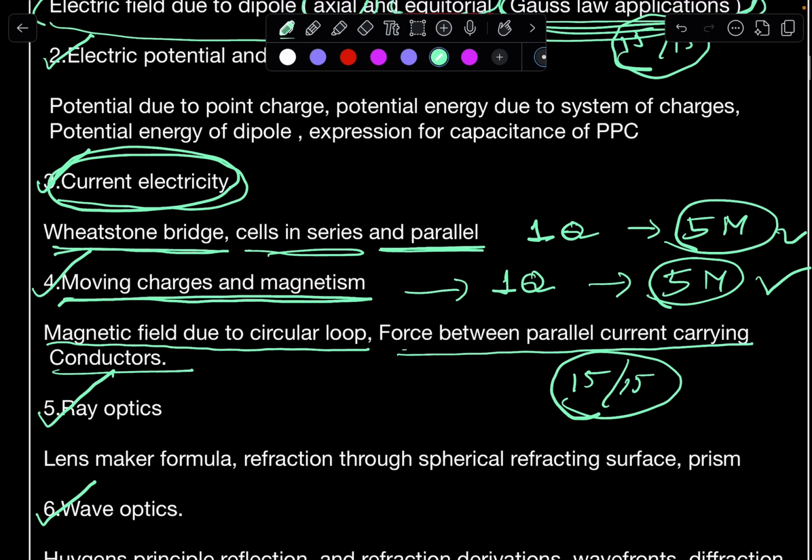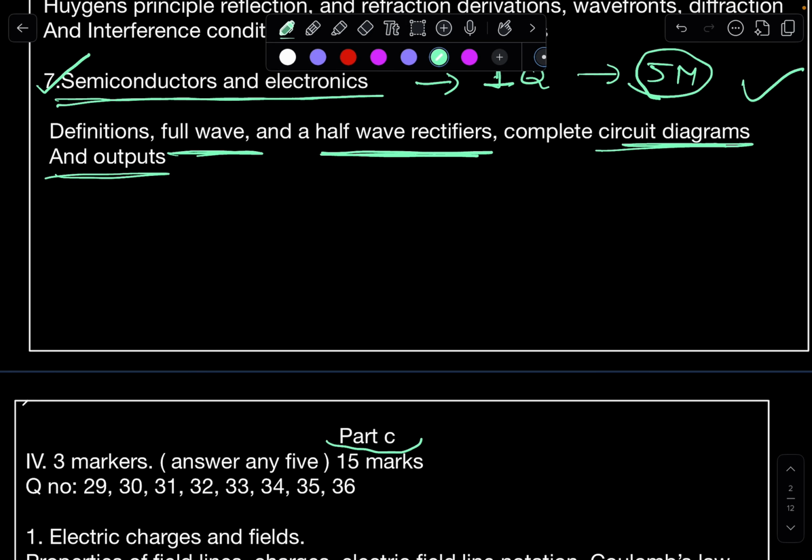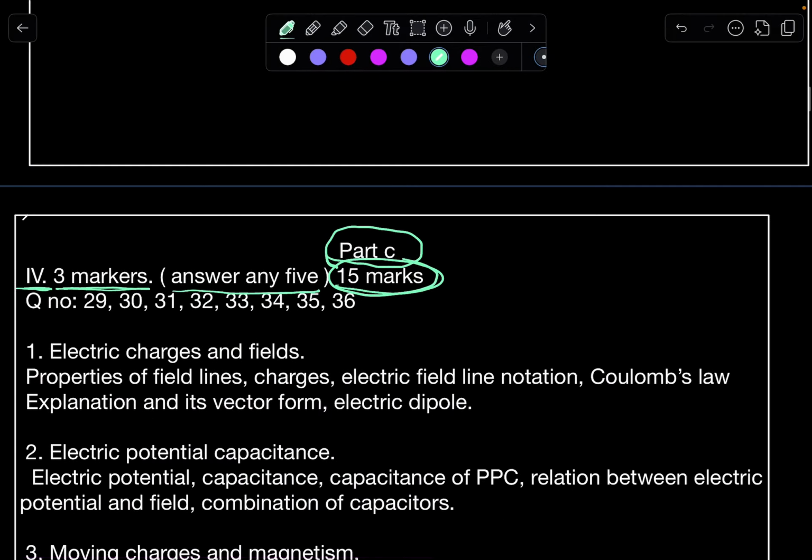Now coming to Section C. Section C means completely 3 markers. So look at this section headline first: Roman number 4, 3 markers, answer any 5. So you will get 15 marks. Here also I will suggest the most important chapters to score 15 out of 15. The question numbers from 29 to 36 are completely 3-mark based questions.